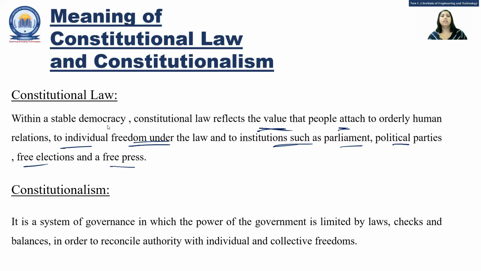Next thing is that here it's actually for the stable democracy, because it is reflecting the values and how the government should work, how the government must work, and what are the rules and impositions that a citizen must follow. Everything will be there in this constitutional law. So that is how it is defined.